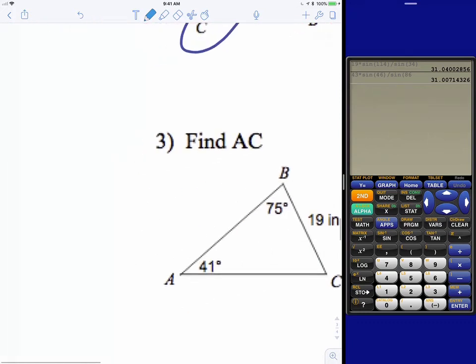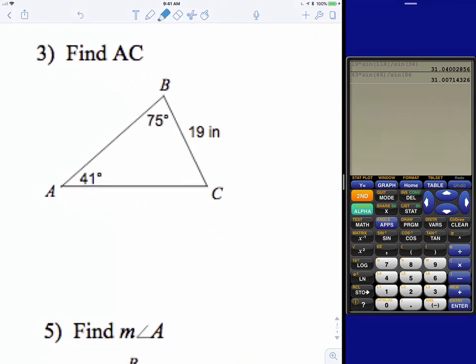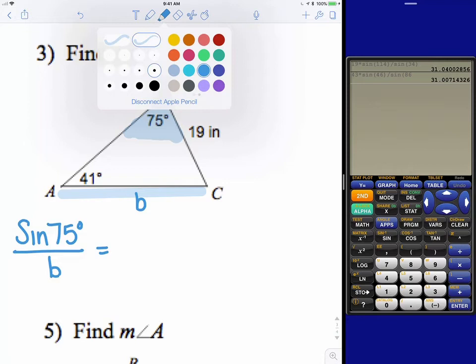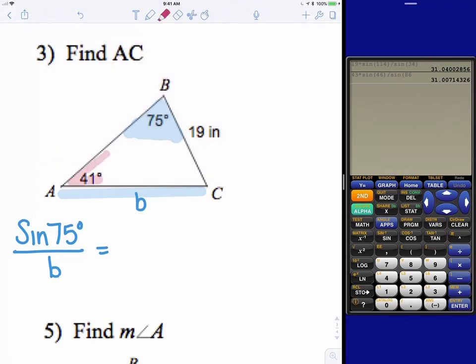Number 3. This time I want to find the length of side AC, also known as little b. It is located across from angle B. So I'll start out my law of sines with the sine of angle B, 75 degrees, over little b, equals, and then find my other complete ratio. The other complete ratio would be angle A and side little a over there.